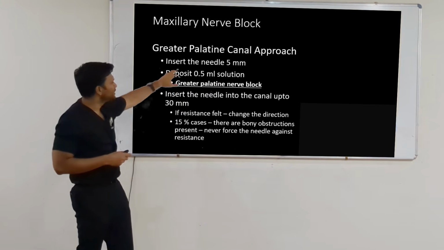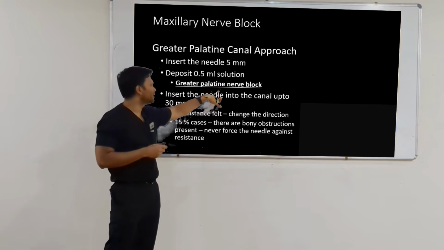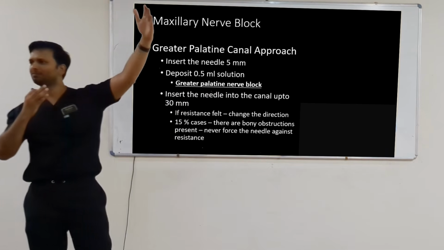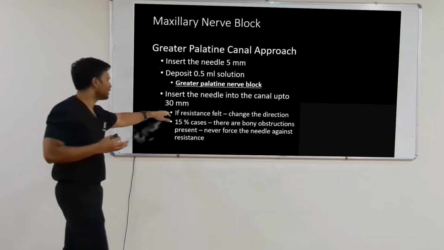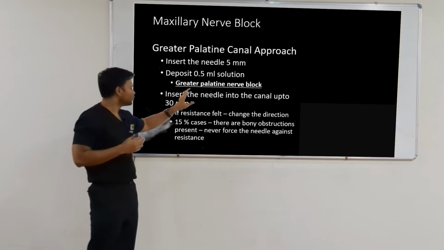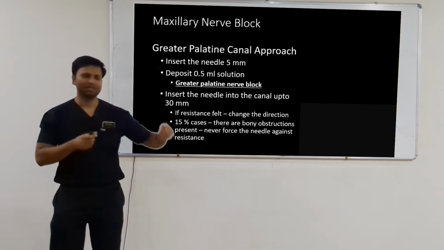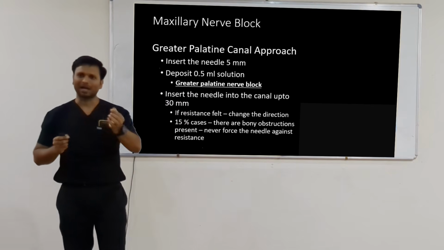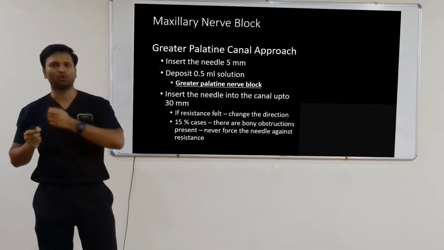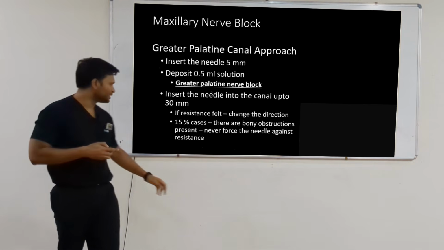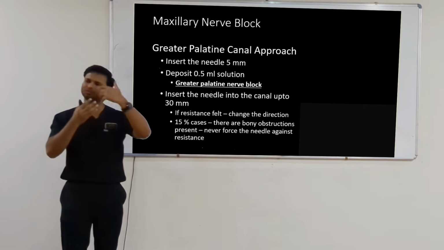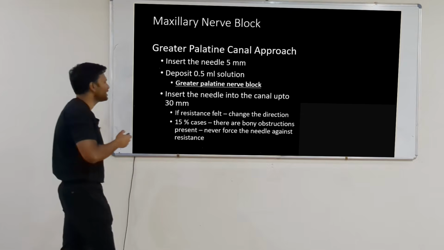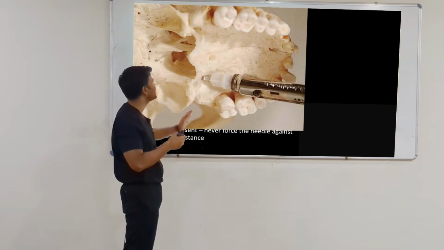So you insert the needle, give a greater palatine nerve block, and then you insert the needle up to 30 mm inside the greater palatine canal. Now, उसमें भी when you are inserting the needle, make sure if you feel resistance, you try and change the direction of the needle. Don't force it in. Okay? The reason एक है कि 15% केसेस में वो कनाल ही ब्लॉक्ड रहता है नॉर्मली, तो उसमें वैसे भी नहीं जाएगा. सेकंड है इफ द नीडल डायरेक्शन इज स्लाइटली चेंज्ड.